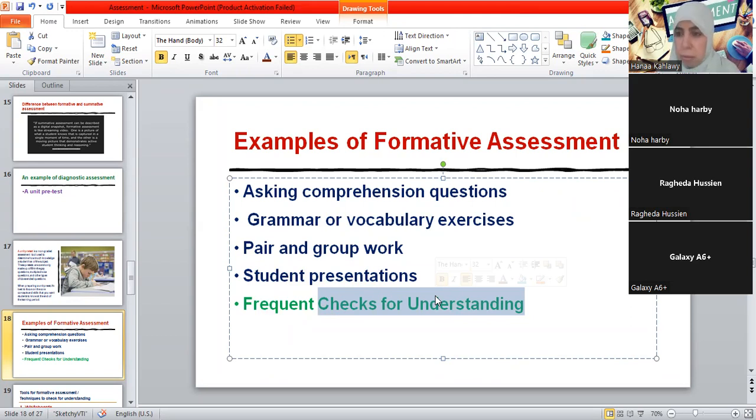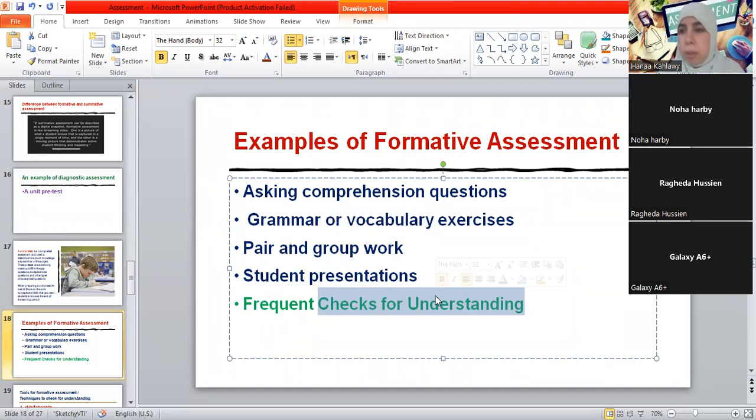As we learned in the previous session, you taught us a technique, a game which is two true and one false, or two truths and a lie. Yeah, two truths and a lie. So we can do this. This is also a way of assessing their understanding, or checking their understanding. Exactly, yes.